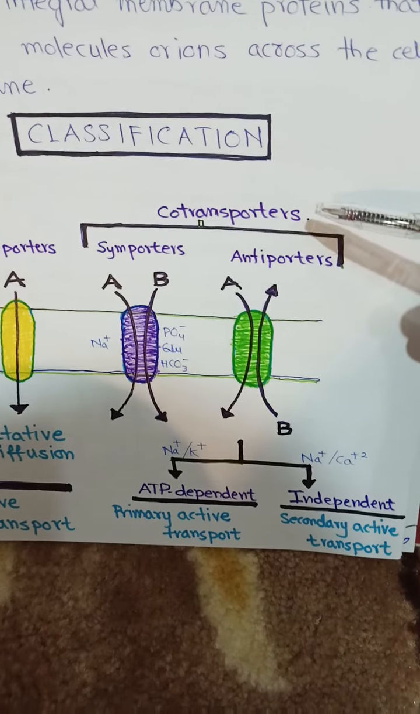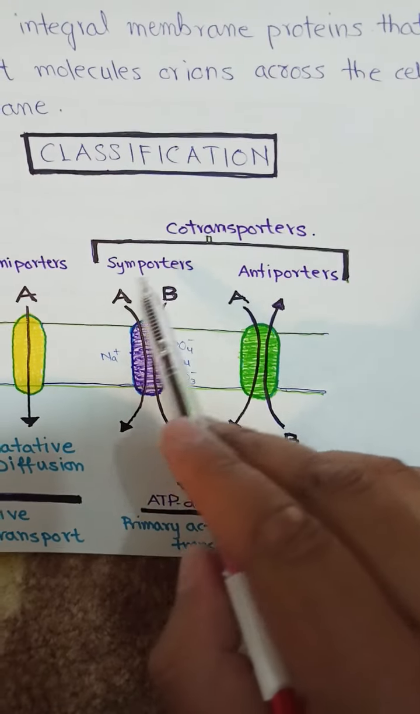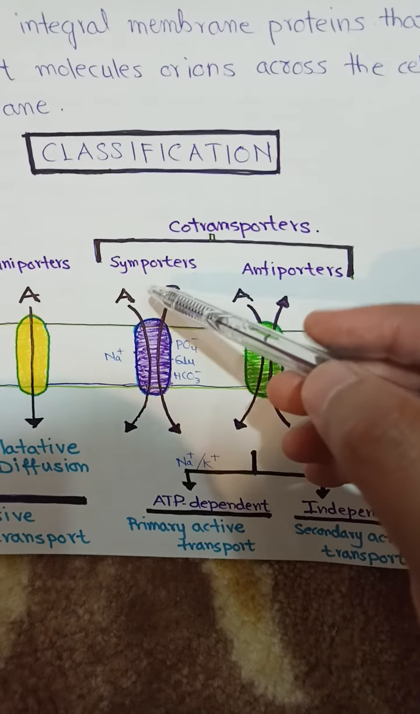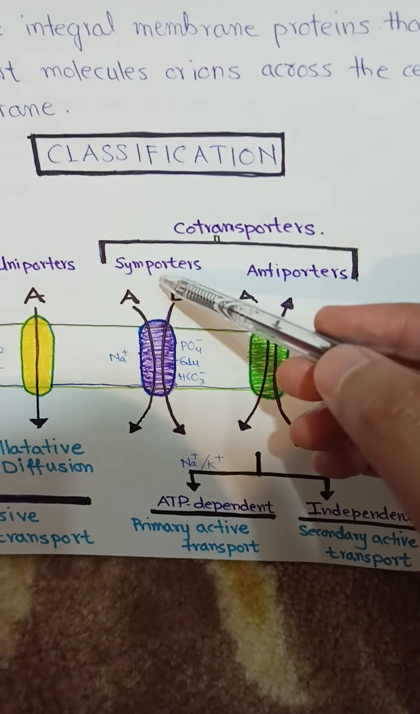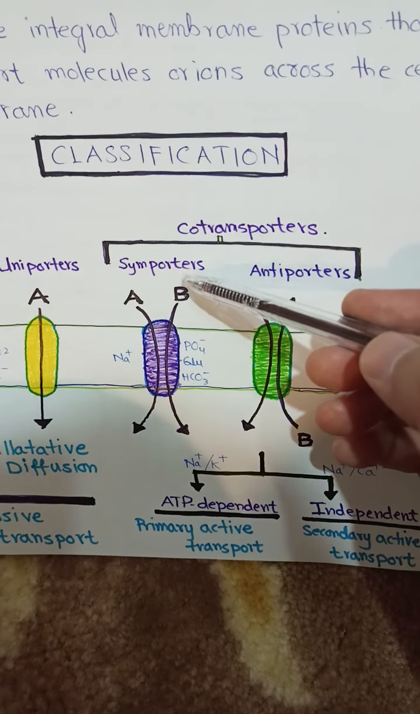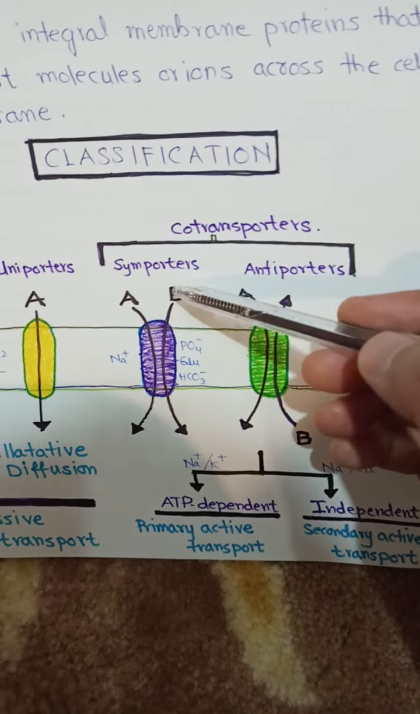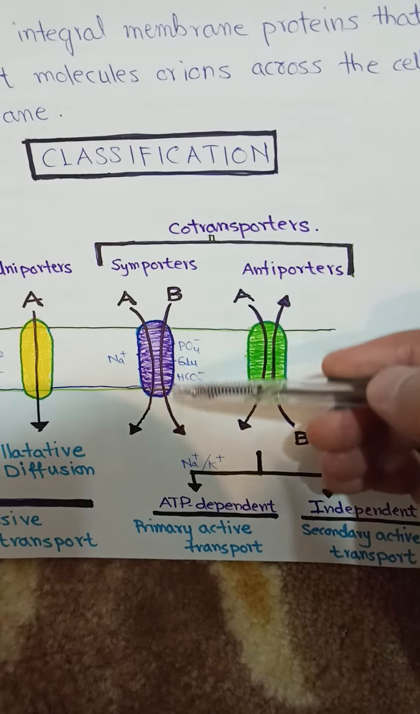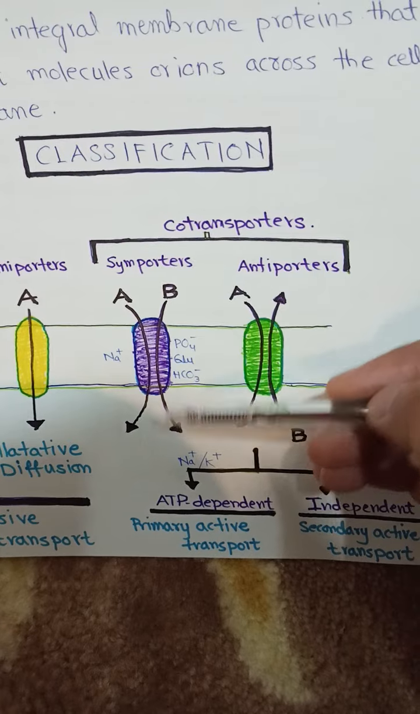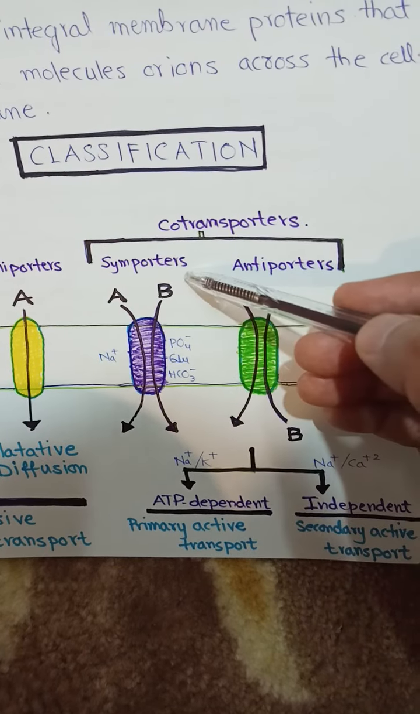Whereas in case of co-transporters, there are further two types, symporters and antiporters. Symporters are those types of transmembrane proteins which allow two different molecules across the cell membrane, and both of these are transported to the same side. Therefore, these are known as symporters.